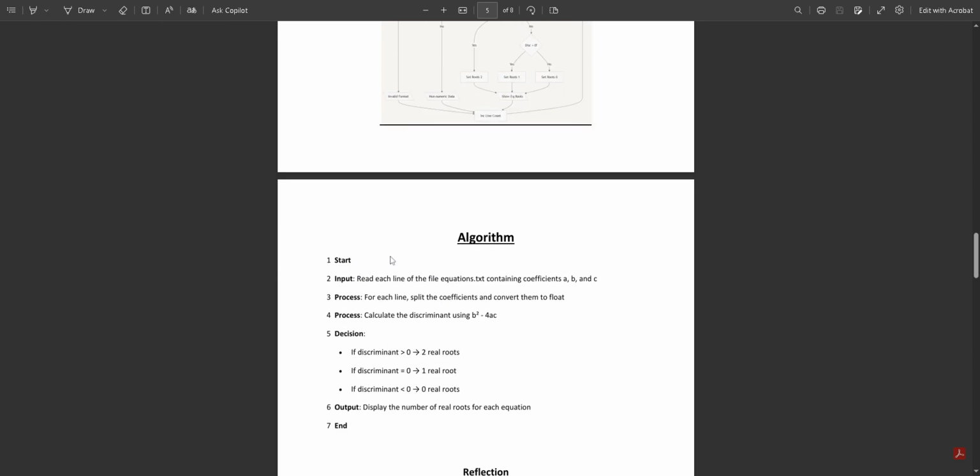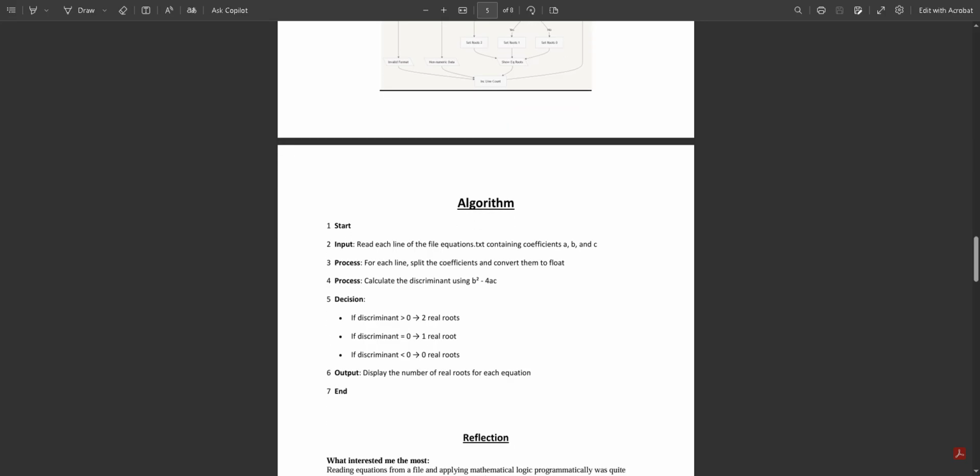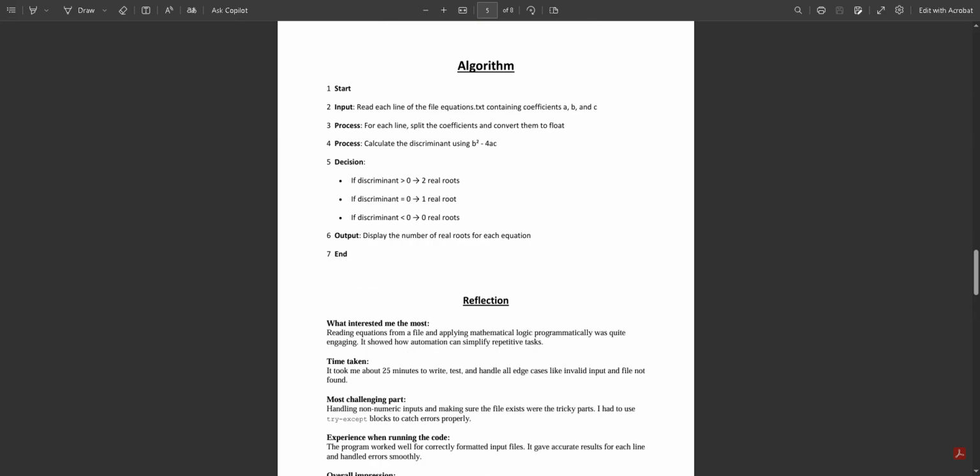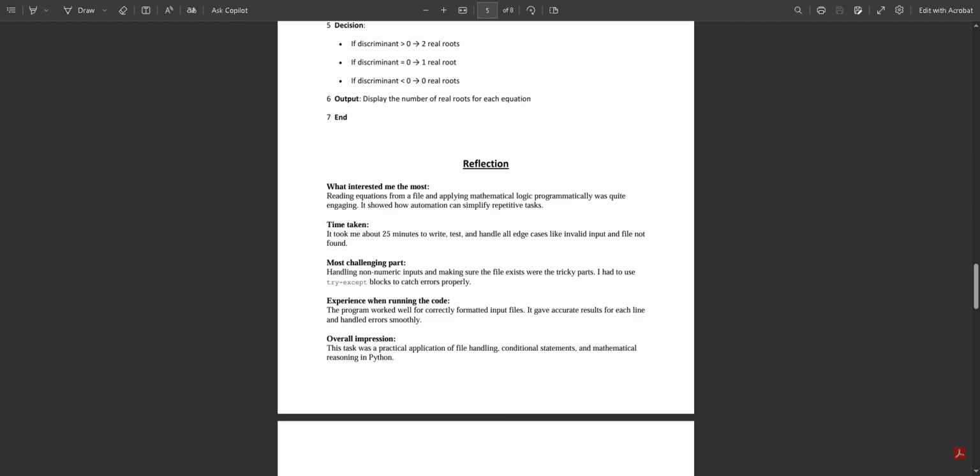And this is my algorithm. I start and input. So I read each line of the file, then process it, then using the formula check if it is greater than zero, equal to zero, or less than zero, and I display my output. What interested me most is reading equations from a file and applying mathematical logic programmatically.